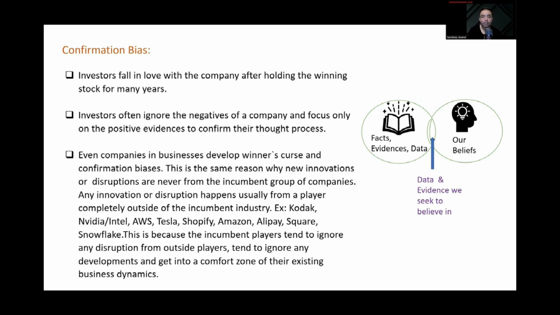It's called winner's curse and confirmation bias. This is why many companies get thrown out of business, right? It's again another confirmation bias. Why does innovation not come, and disruption not come, from incumbent players in any field? I had given this example in one of my YouTube videos. Take any disruption out there: Kodak was an incumbent in the photography world, and it was completely thrown out. Now Kodak doesn't even exist. It was a monopoly. It was called the Kodak moment, right?